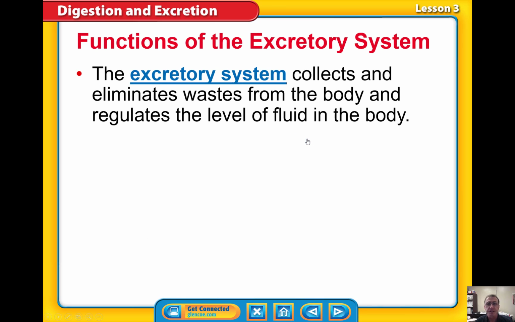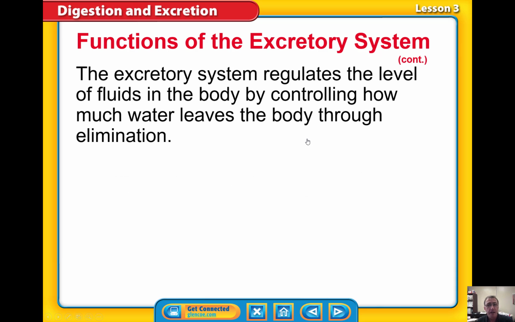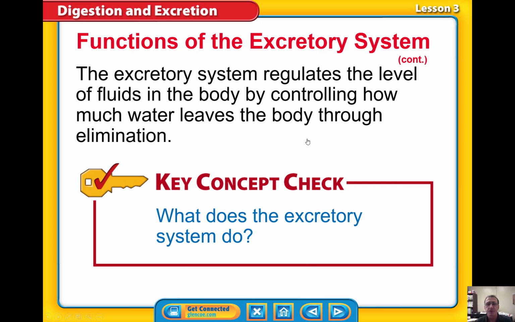All right, so what are the functions? What does the excretory system do? It collects and eliminates waste, mostly liquid waste, from the body, and regulates the level of fluid in the body. If the waste products are not removed or eliminated from your body, it could become toxic and damage your organs, and you could eventually die. The excretory system regulates the level of fluids in the body by controlling how much water leaves the body through elimination. So what does the excretory system do? You should be able to name at least two things: eliminates waste and controls the water level inside the body.